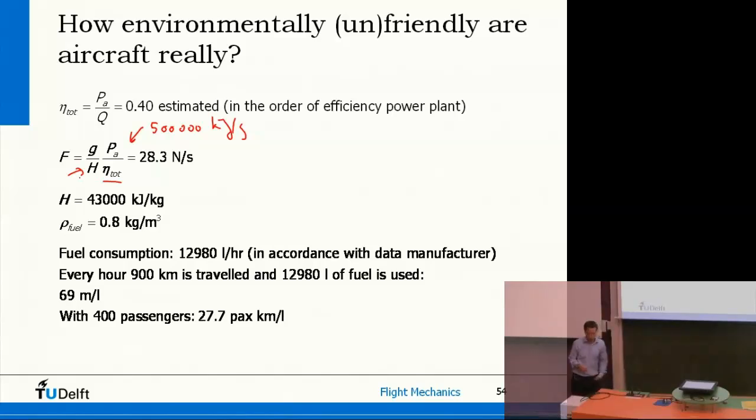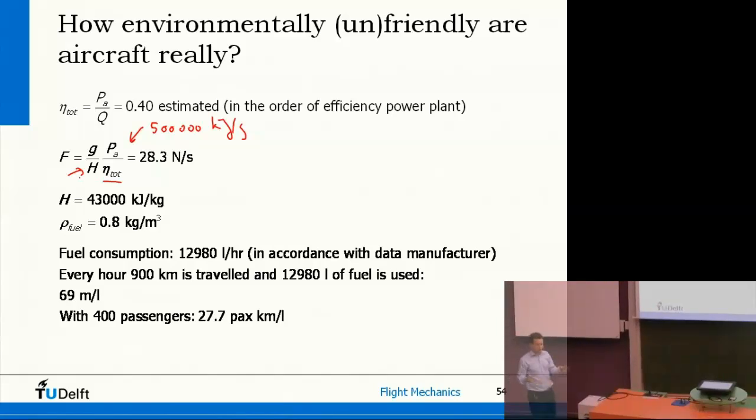And if you go to the Boeing website or you obtain some data from them, then they say that's more or less the same. So these calculations that we do with this simple aerodynamic drag polar, they're actually quite good. So this means that every hour you travel 900 kilometers and you need 13,000 liters of fuel. That means in order to get that Boeing 747 over a distance of 70 meters or 69 meters, you need 1 liter of fuel.